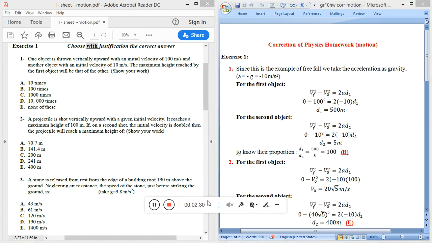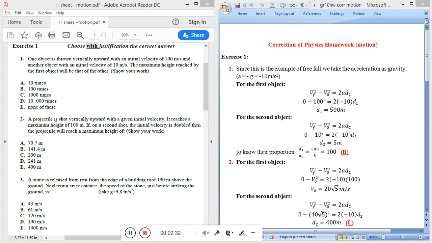Now in part 2, a projectile is shot vertically upward. This is the same also. We can take the gravity as minus 10. With a given initial velocity, it reaches a maximum height of 100. If on a second shot the initial velocity is doubled, then the projectile will reach a maximum height of what?